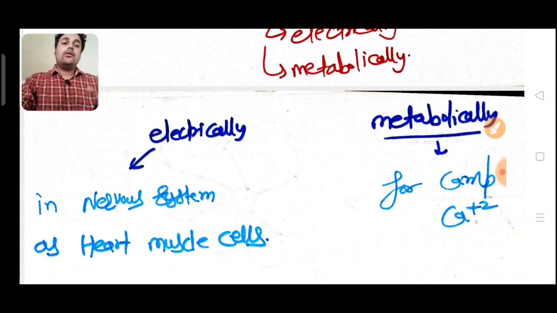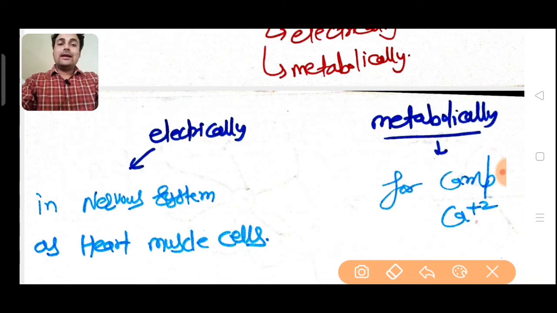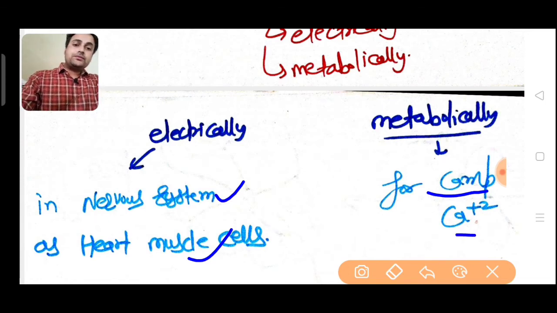Now let's see what electrically means, and what metabolically means. In electrical signaling, nervous system signals are counted, as well as heart muscle cell signals. In metabolic signaling, some intracellular signals or products are counted, like cAMP and calcium ions. If you talk about the nervous system, some kind of electrical signal will be transported with the help of gap junctions.